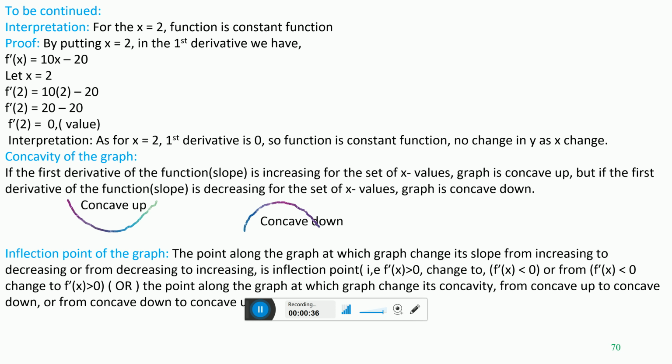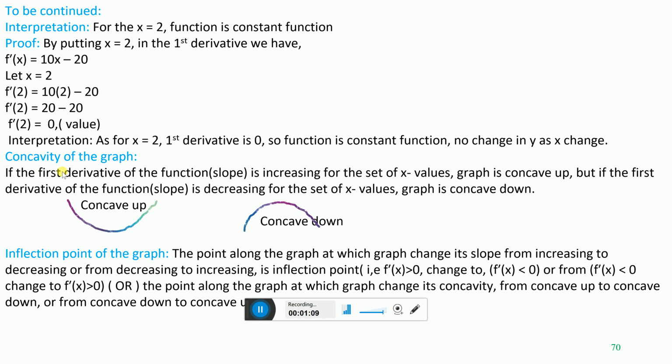In this section we will examine, when we graph the function, whether the graph will be concave up or concave down, and how we can examine this concavity of the function using the methodology of derivative or slope. We will learn how to examine the concavity of the graph of the function using the slope or derivative concept.